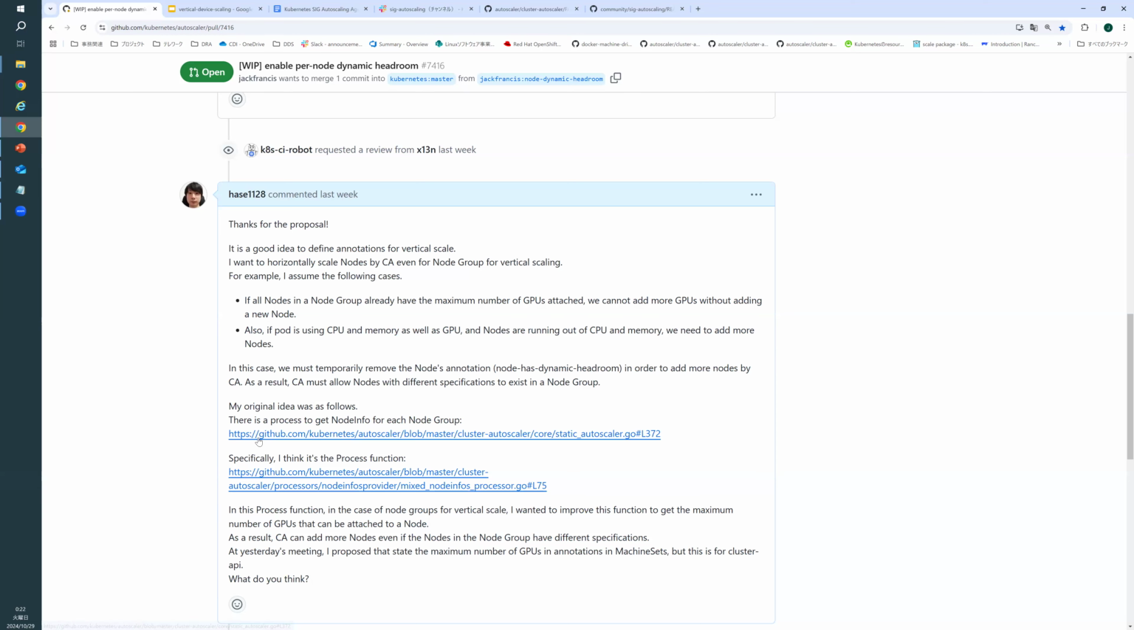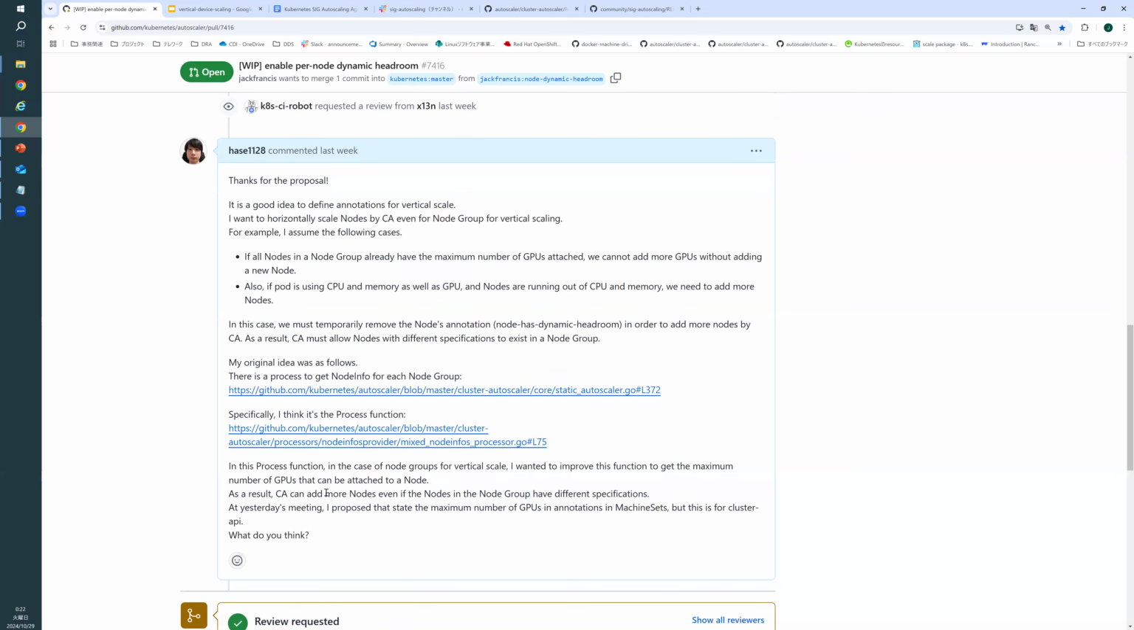My idea: there is a process to get node info for each node group, and specifically, I think there is a process function. In this process function, in the case of node groups for vertical scale, I wanted to improve this function to get the maximum size of GPUs that can be attached to a node. As a result, cluster autoscaler can add more nodes even if the nodes in the node group have different specifications.